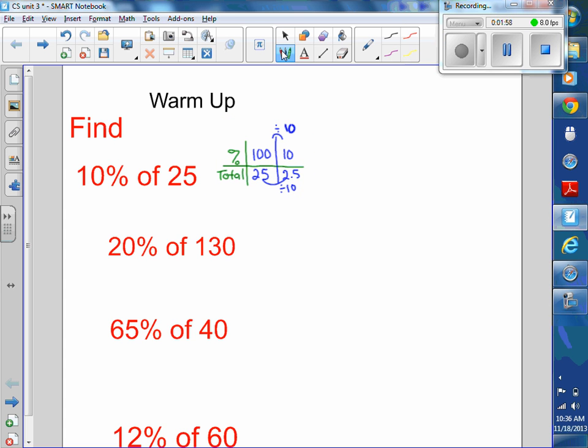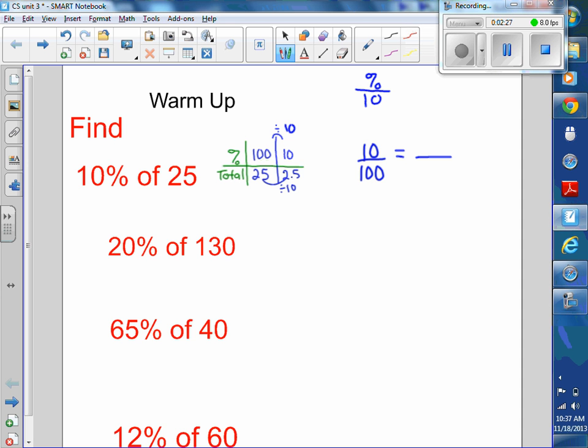But other people might do a ratio and proportion. So they might say 10% could be the same as 10 out of 100, 10 per 100. That's what percent means, right? And you want to figure out what 10% is of 25. So it's kind of a proportion where people write the percent compared to 100.